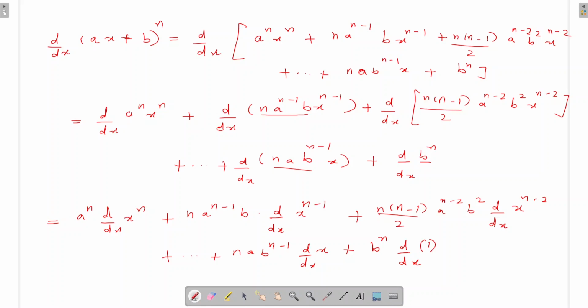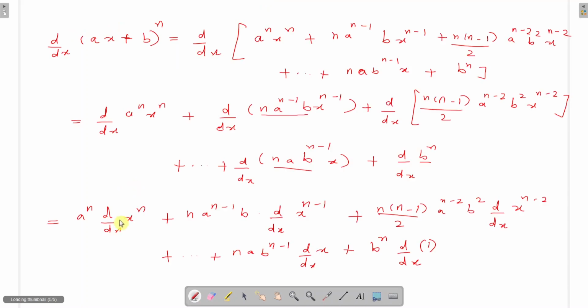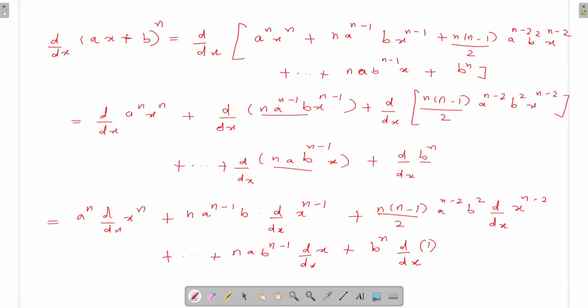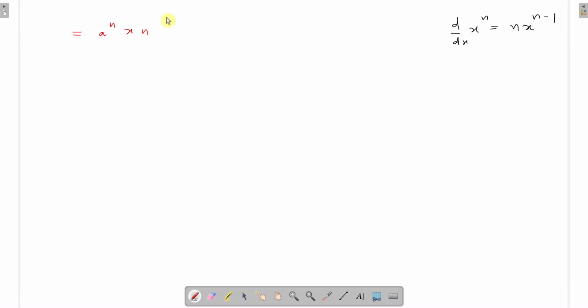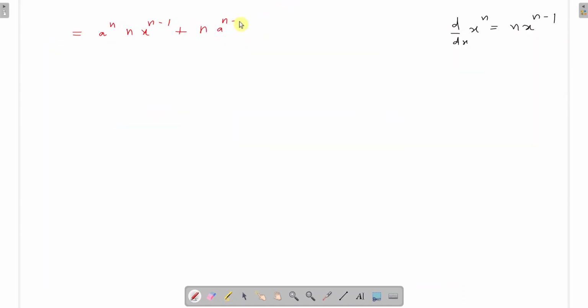So we will continue. So we will get a raised to n times the derivative of x raised to n. What will that be? You have the formula here, right? The derivative of x raised to n is nothing but n times x raised to n minus 1. So that we will use. So we will get n times x raised to n minus 1 here. Okay. Plus n times a raised to n minus 1 b.